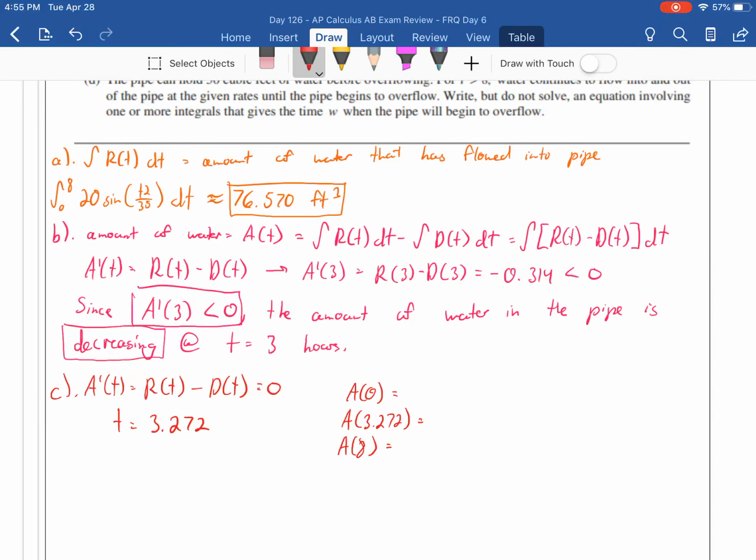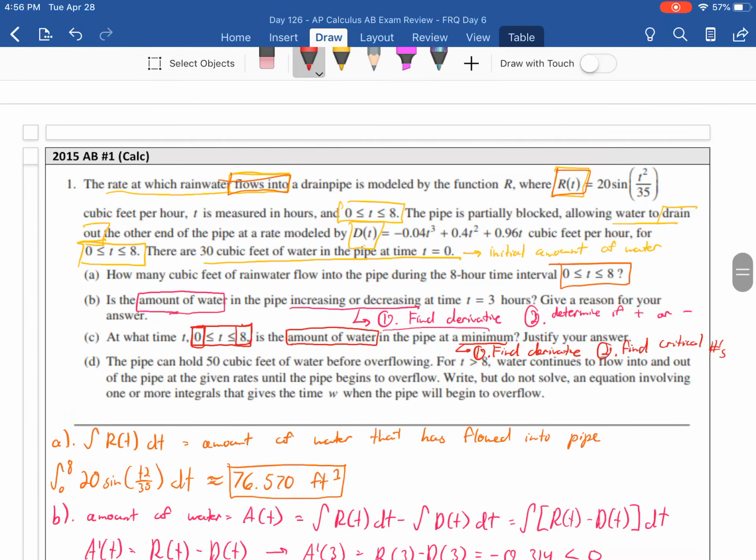And we're going to make a slight tweak to that a of t equation that we had in part B. And the only reason why I say a slight tweak is because we have to take into account, so a of t is equal to that integral from 0 to t of r of t minus d of t dt. But now we're going to take into account something that we noticed when we were reading the original problem, which is the initial amount of water in the pipe.